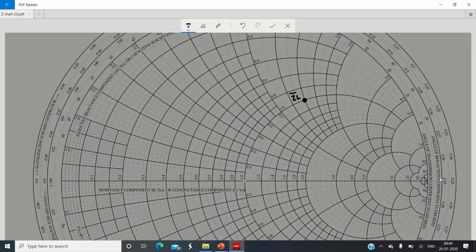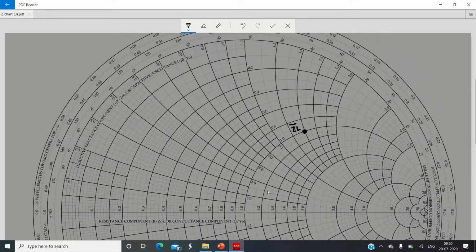Real value is this horizontal axis, right? So what we want is to bring this point, complex load impedance ZL bar, onto the real axis. When it comes onto the real axis, it intersects the real axis somewhere. That value, wherever it intersects the real axis, is going to give us the real value of that impedance. And how to do that? To do that, first of all, we need to read the wavelength towards generator scale.